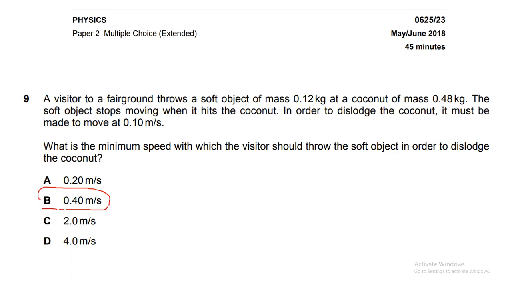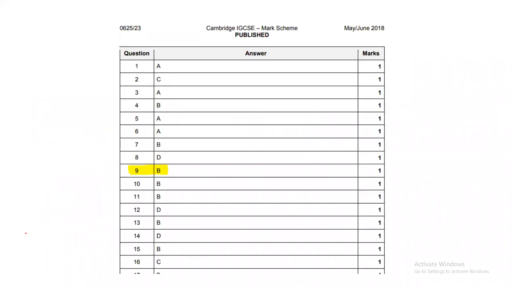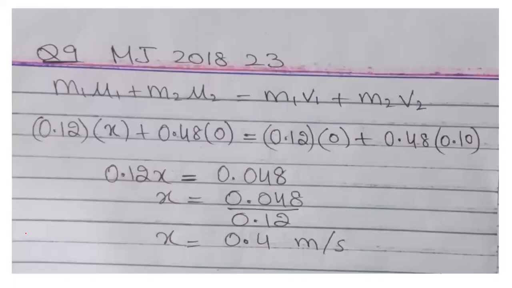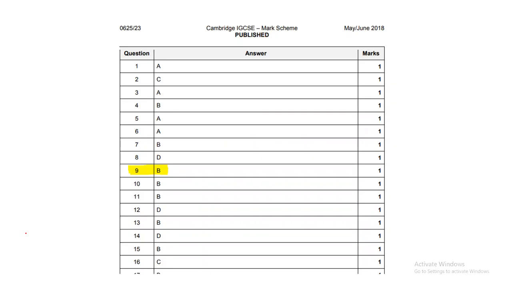So I think this is the answer. Question number 9, we think B is the answer. This is the solution. Question number 9, B is the right answer, sir. This is the solution, and this is that question. Okay, so we are going to the next question.